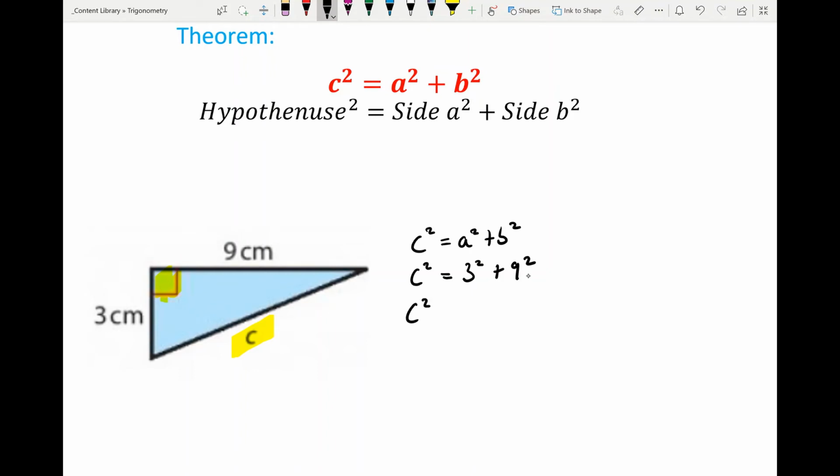c squared equals 9 plus 81. c squared equals 90. To get c on its own, I get the square root of 90. So the length of that hypotenuse is the square root of 90 centimeters, remembering my units. They may ask for that length to a certain amount of decimal places, so you then need to go back and read the question and give it exactly how it's asked for.